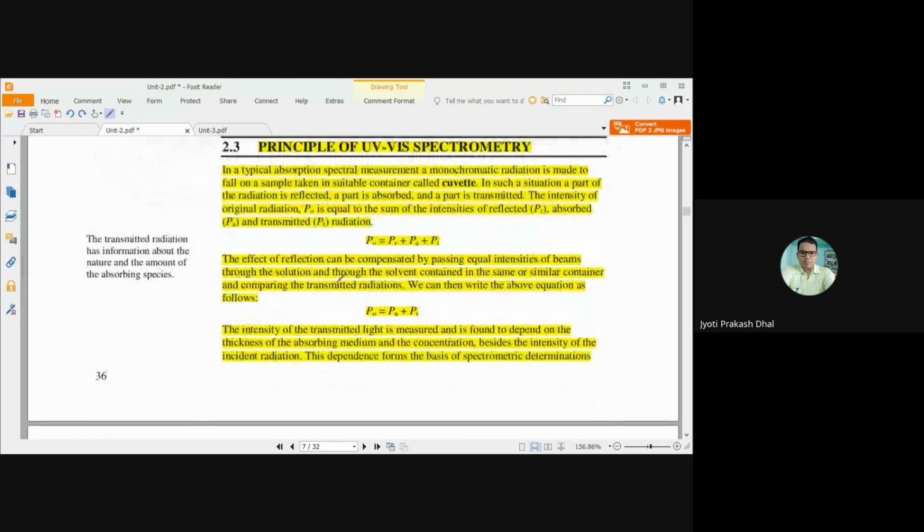Now, the effect of radiation can be compensated by passing equal intensity of beams through the solution and through the solvent, containing the same similar container, and comparing the transmitted radiations. Then we can write the above equation as P naught equals PA plus PT.